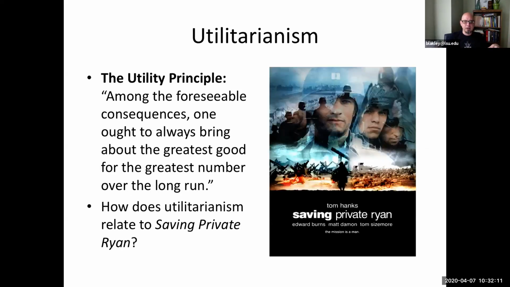So here's how your textbook puts this utility principle, or the greatest happiness principle. Among the foreseeable consequences, one ought to always bring about the greatest ratio or the greatest good for the greatest number over the long run. It's not just about what's going to produce the most happiness right now. It has to be over the long run.